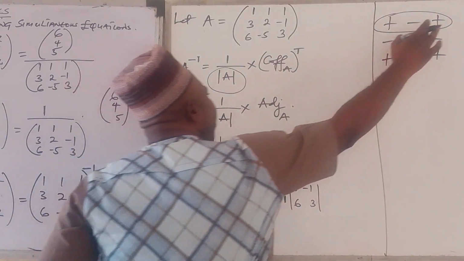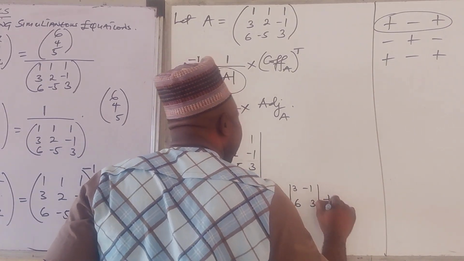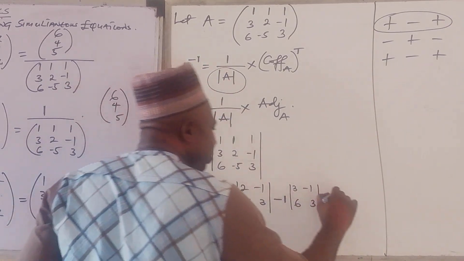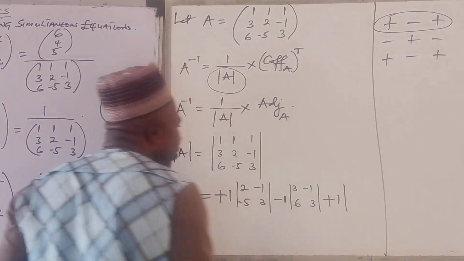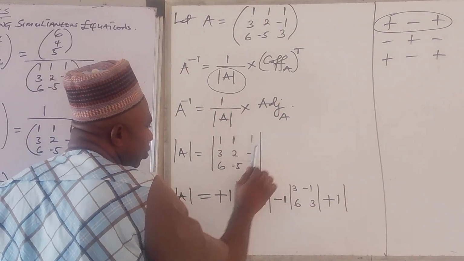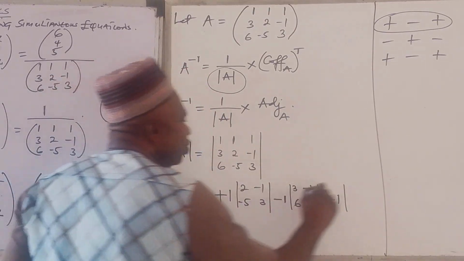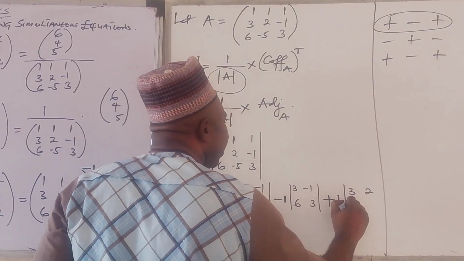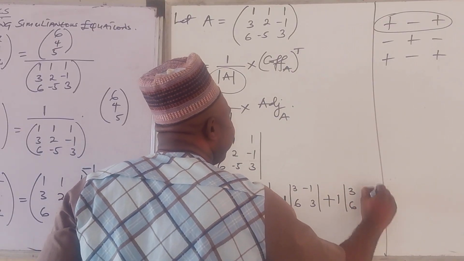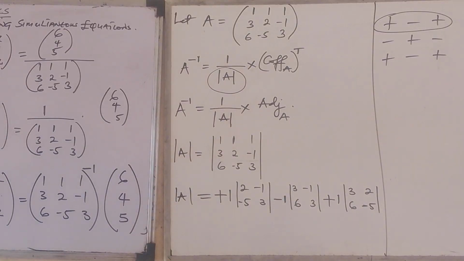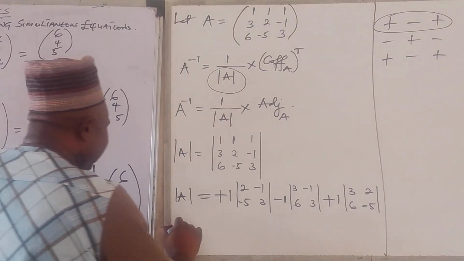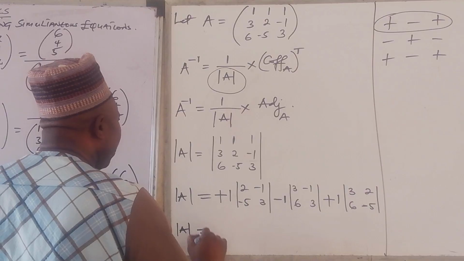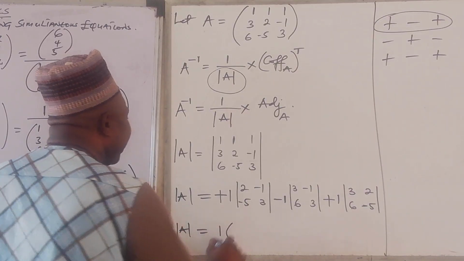Then lastly, we have plus. We pick plus, which tallies with this 1. So you bring out the 1, you open, and you close its row and column. So we have 3, 2, 6, minus 5. So the determinant of matrix A will be equal to 1 in brackets.